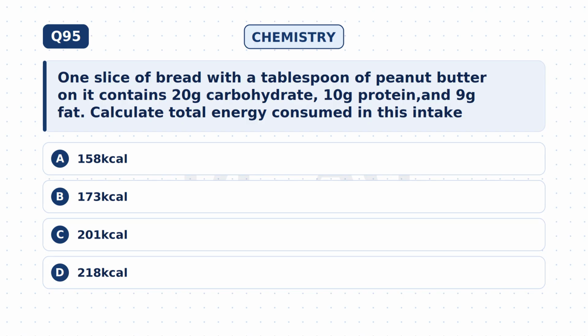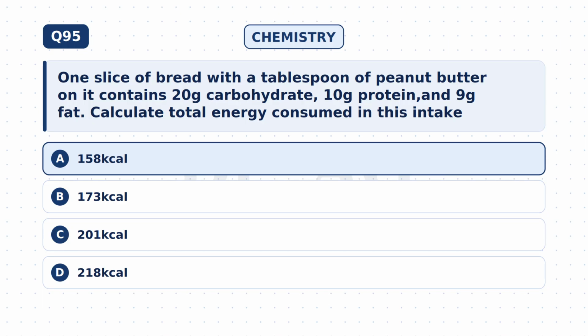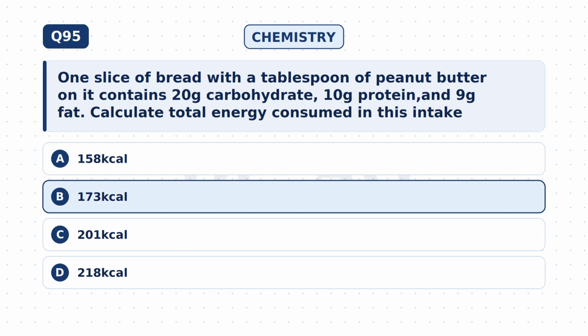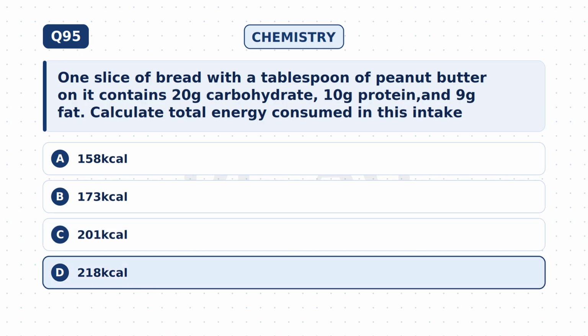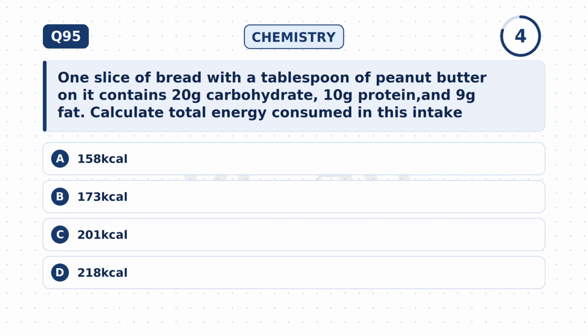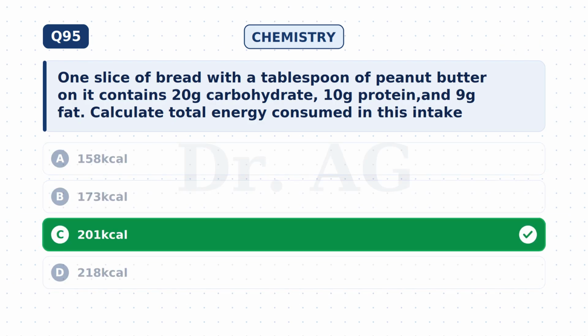Question 95. One slice of bread with a tablespoon of peanut butter on it contains 20 g carbohydrate, 10 g protein, and 9 g fat. Calculate total energy consumed in this intake. Option A, 158 kilocalories. Option B, 173 kilocalories. Option C, 201 kilocalories. Option D, 218 kilocalories. The correct answer is C, 201 kilocalories.